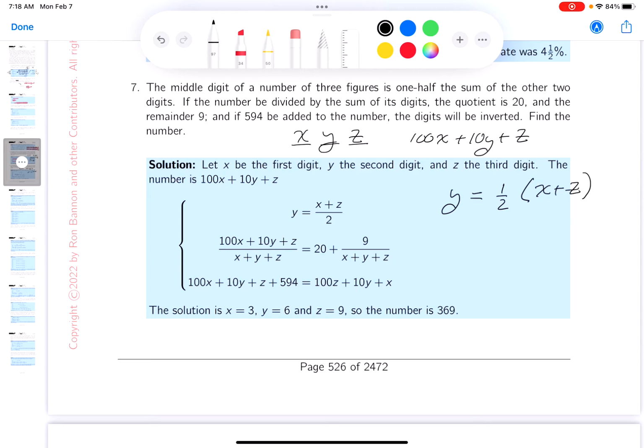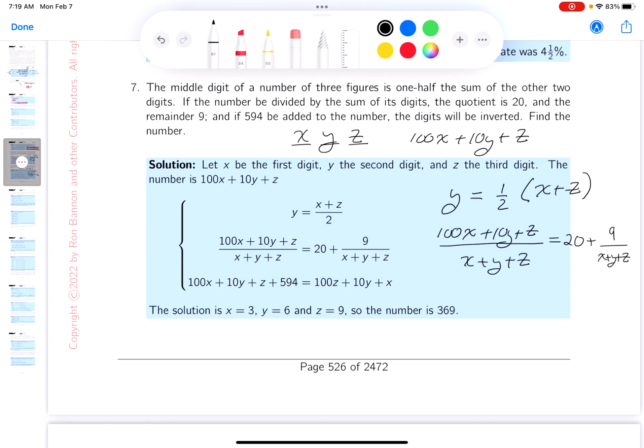It says if the number, well, what's the number? The number is 100x plus 10y plus z, divided by the sum of the digits. Well, the sum of the digits are x plus y plus z. Now, they say that if it's divided, the quotient would be 20 and there would be a remainder. The remainder is 9. And the remainder is something we did not divide by, the divisor, which is x plus y plus z. I'm going to keep reading it.